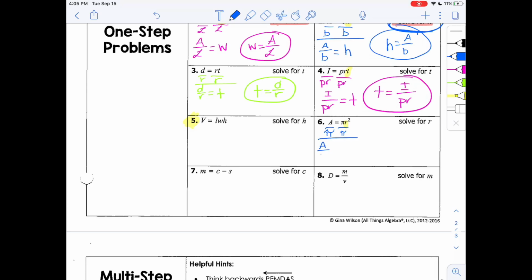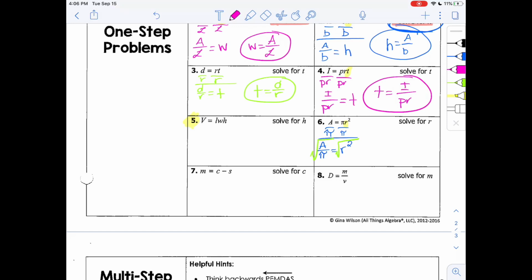This results in A divided by pi equals R squared, because pi divided by pi is 1. We're solving for R, and R is not quite by itself. We still have to get rid of the squared. Well, that might bring you to the question, what is the opposite of squaring something? The opposite of squaring something is to find the square root. So in order to get rid of the squared, we must find the square root of both sides.